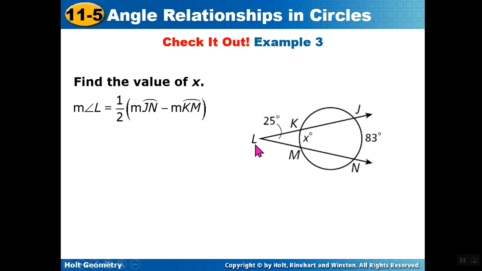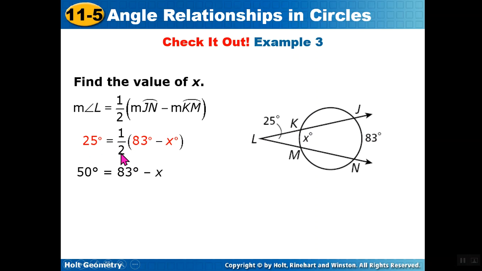Measure of angle L is equal to half the measure of arc JN minus the measure of arc KM. Substitute the values. Measure of angle L is known here, it is 25, equal to half of 83 minus the small arc, which we don't know. Now, here, what did we do? We moved the 2 to the other side by multiplication. Here, half of this arc.